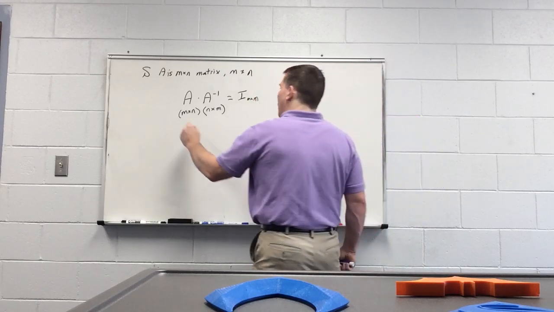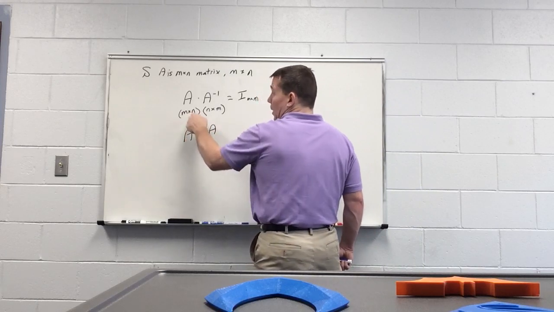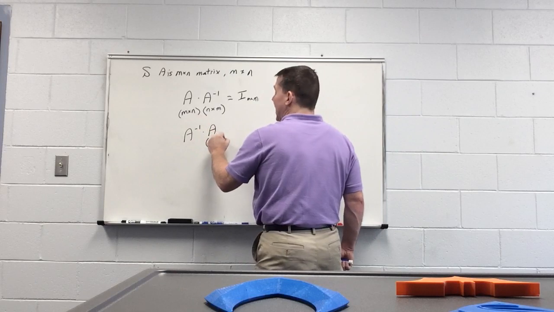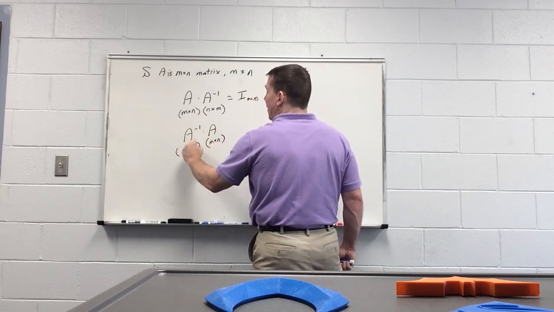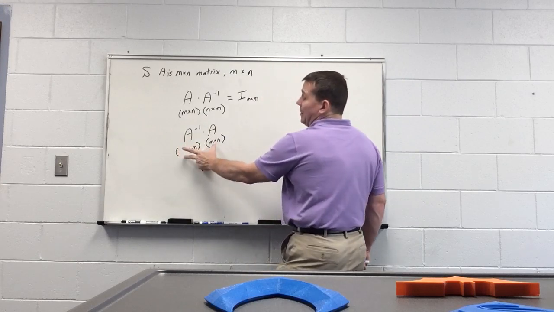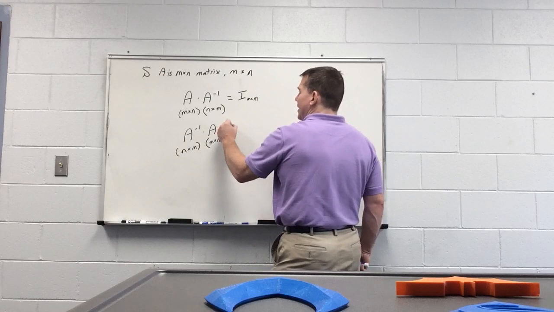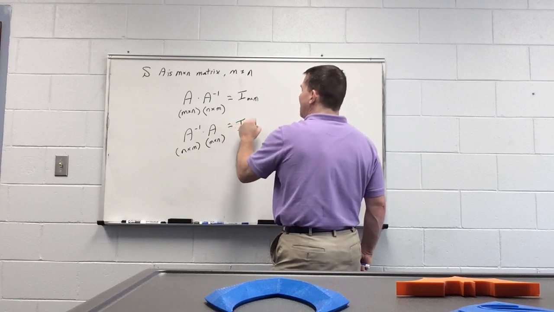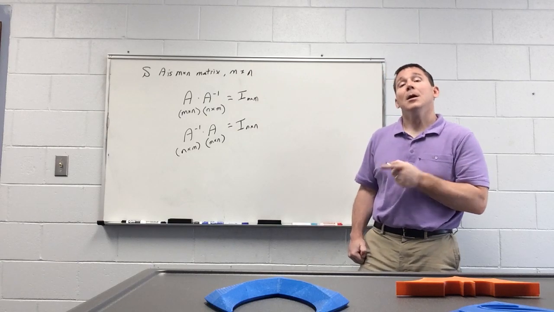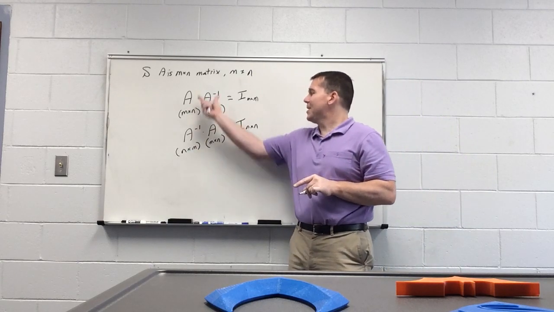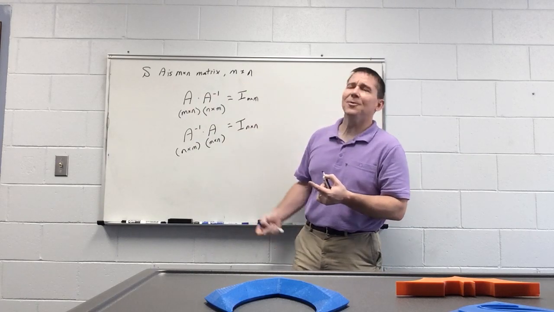But then, what if I did the multiplication on the other side? A inverse times A, where again, A is M by N. The only way I can multiply these is if now this term is an M, and because the identity is square, this has to be an N. And now I get the N by N identity. And M is unequal to N. Which means, depending on which side I multiply my inverse, I get a different identity.